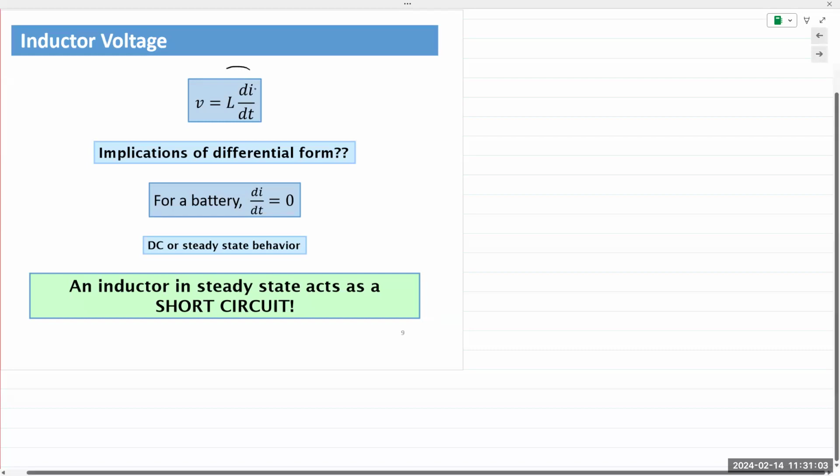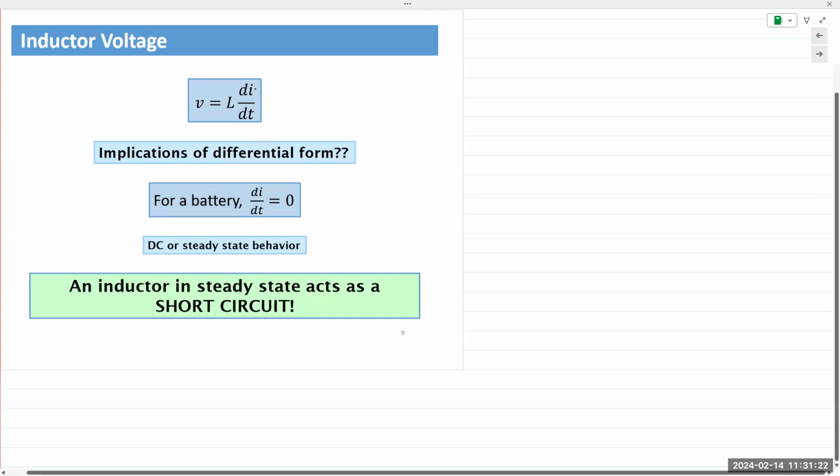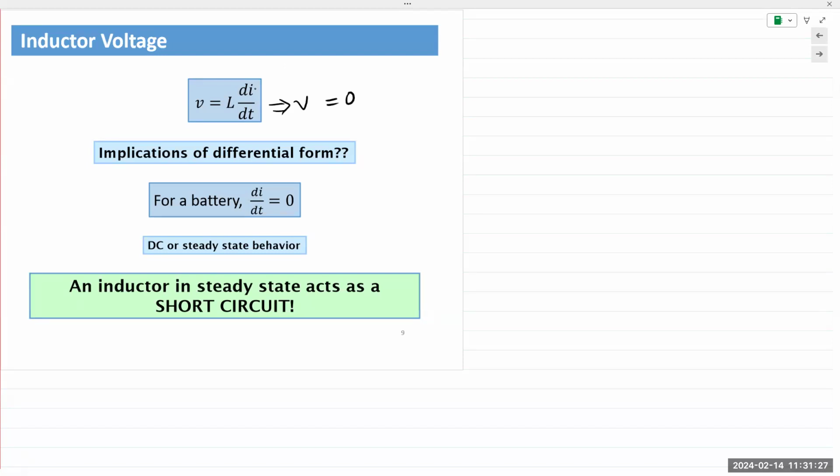Mathematically speaking, V is L di over dt. Di over dt is the rate of change of current as a function of time. If I doesn't change, if it's a constant, then di over dt is 0. Voltage is equal to 0. So mathematically speaking, V goes to 0 if di over dt is 0. So an inductor at steady state behaves like a short circuit.